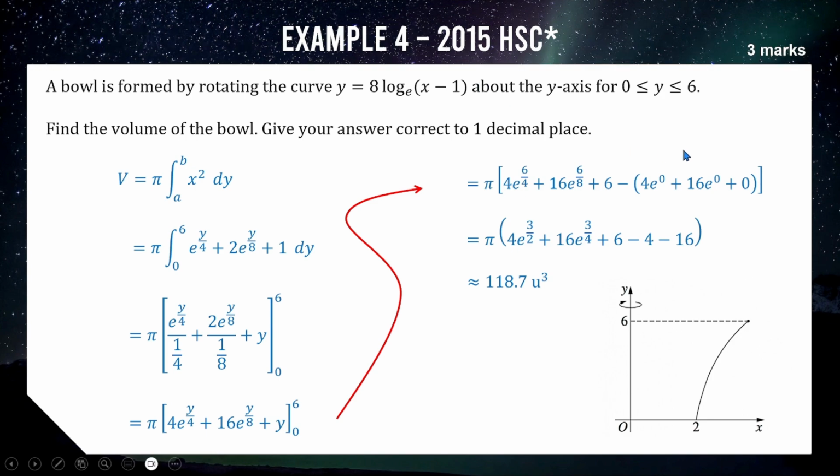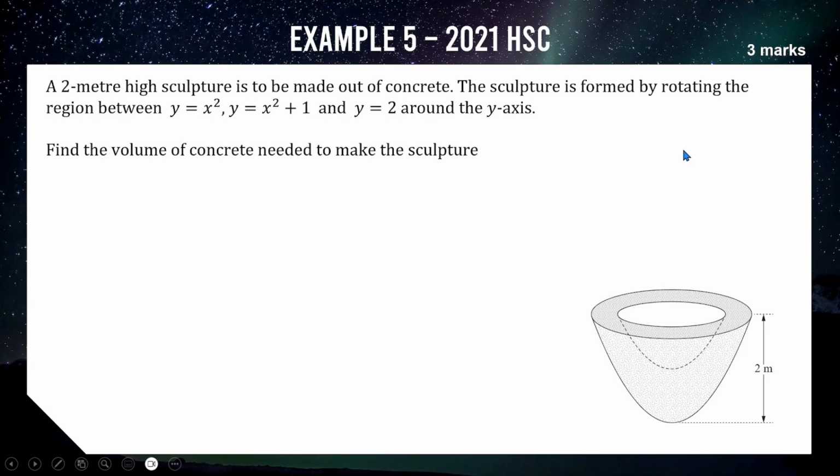Let's do another one. This one is from the new Extension 1 course in 2021. It's 3 marks, and we're making another bowl sort of thingy. We're doing it, actually it's a really big bowl. It's a 2-meter high sculpture made out of concrete. We have the region between y equals x squared, which is the outer shell. And then we have x squared plus 1, which is the inner shell. And we're going from here up to 2, so y equals 2.